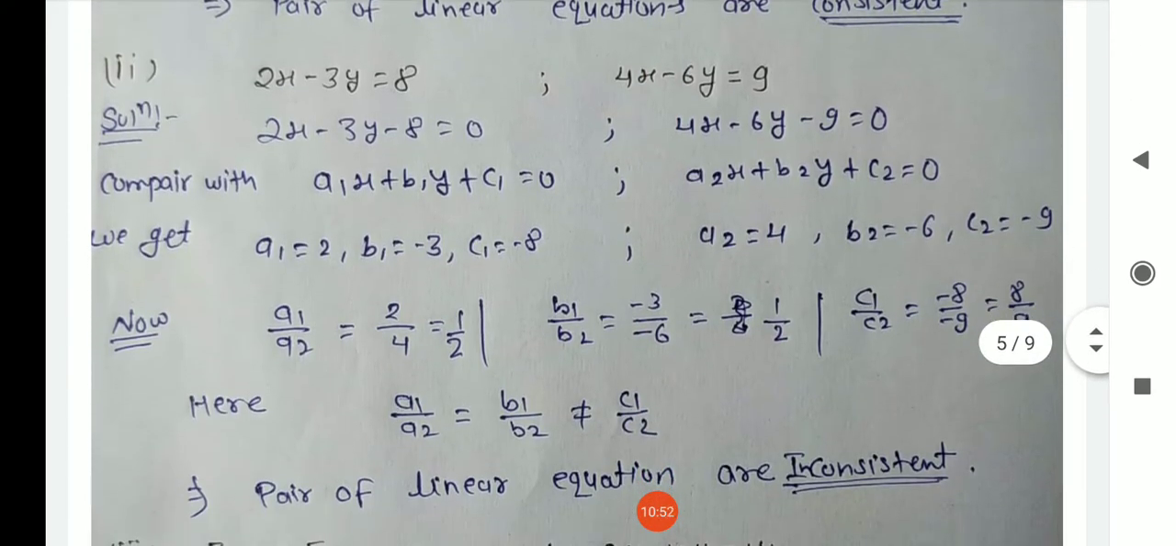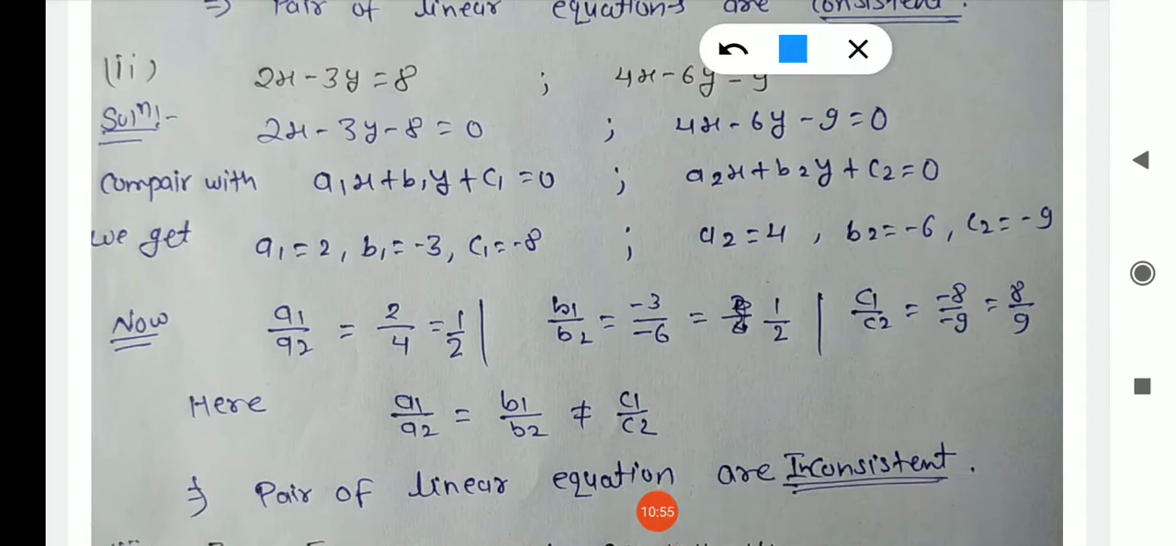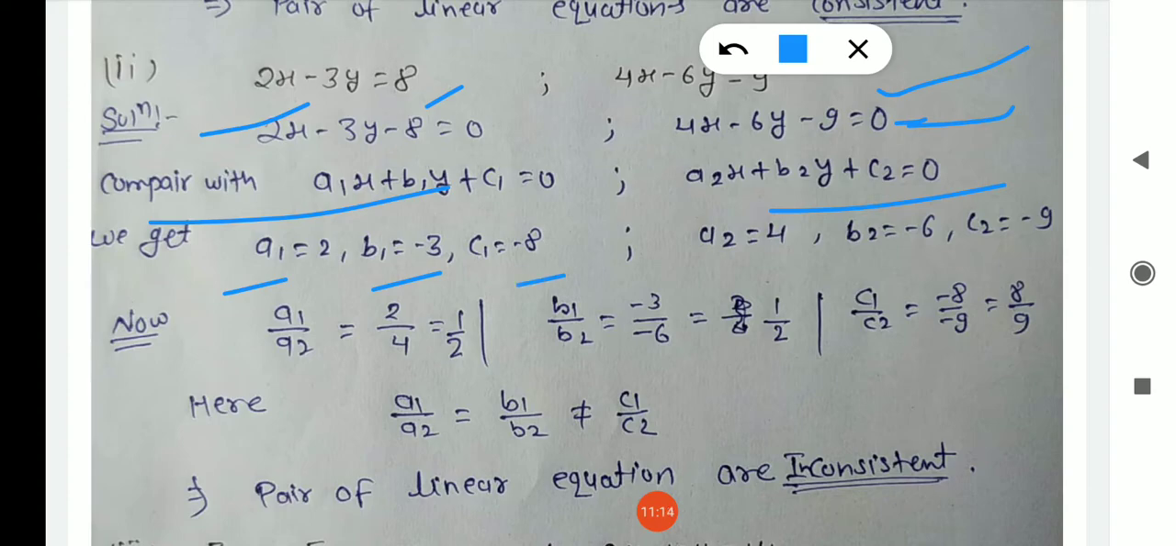2x minus 3y equal 8 and 4x minus 6y equal 9. First we arrange in general equation form. So we move 9 to the LHS also and 8 to the LHS also. So 9 is minus 9 and 8 is minus 8. Compare with the general equation, we get the values of A1, B1, C1, A2, B2 and C2. Again we find A1 upon A2. A1 upon A2 is 2 upon 4, so we get 1 upon 2. B1 upon B2 is minus 3 upon minus 6, so we get 1 upon 2. And C1 upon C2 is minus 8 upon minus 9, so we get 8 upon 9.